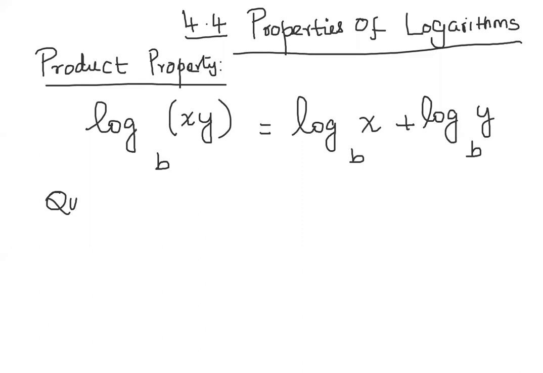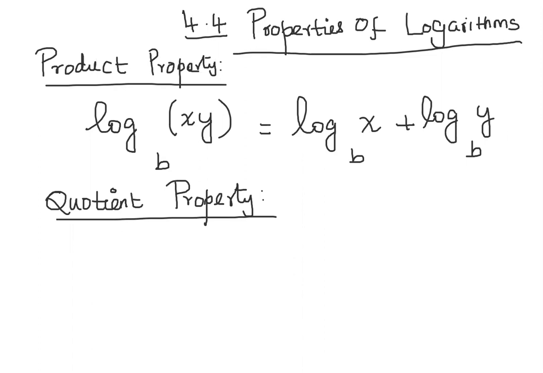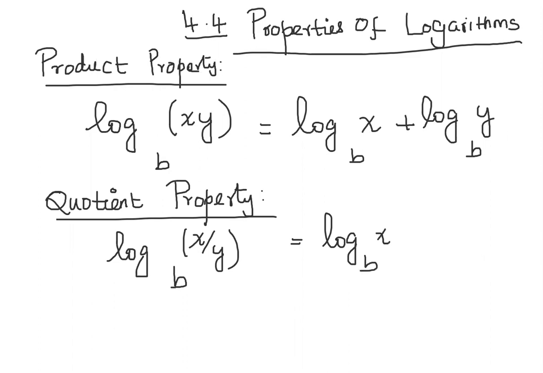The next one is the quotient property. Quotient means the division. So log of x over y to the base b. For division, we have to write two separate logs with subtraction. So it's going to be log x minus log y with base b.